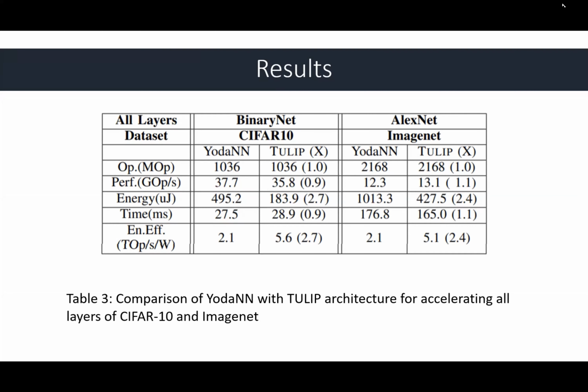Then we extended this experiment to see how the two architectures perform when fully connected layers are included in the evaluation. When fully connected layers are implemented on both the architectures, most of the cycles and power is taken by the memory instead of the processing elements. Due to this, there is no difference between the energy and performance between the Tulip and YodaNN during the fully connected layers. Hence, the overall improvements in energy efficiency and even energy dilute from 3x to about 2.4x.